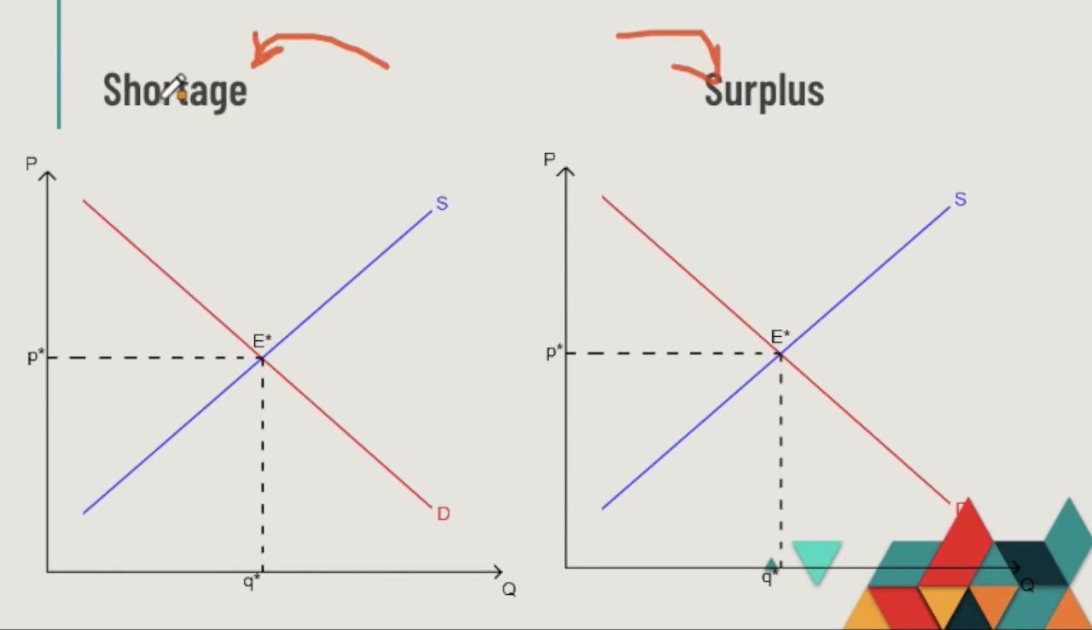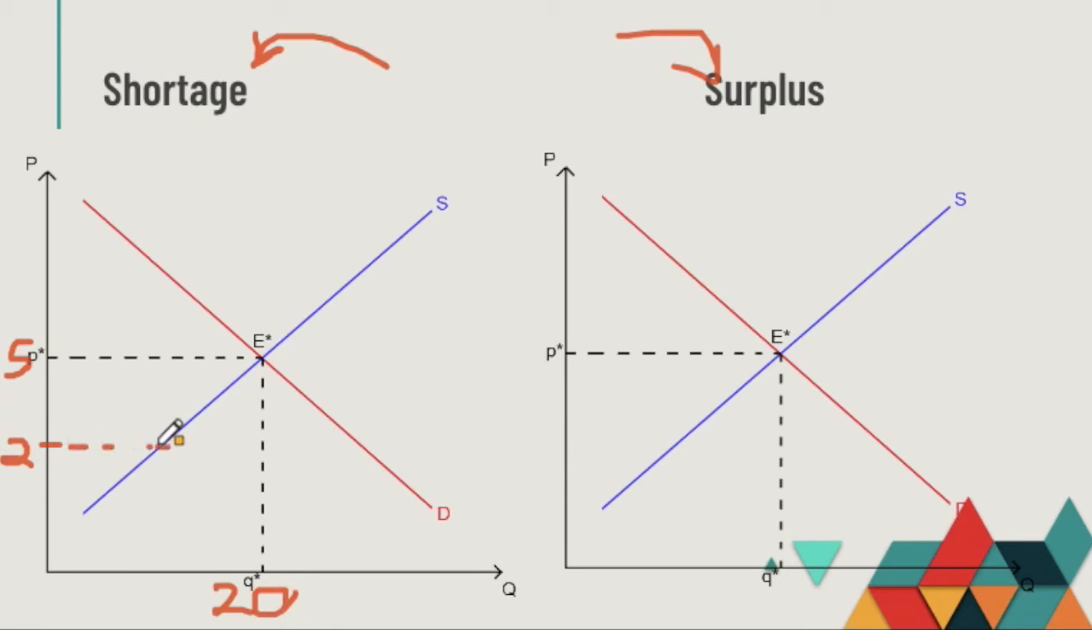A shortage is when a company is selling a product for a price lower than the equilibrium price. For example, let's say this is the market for bananas, and the equilibrium price is $5, and at $5, 20 is demanded, 20 is sold. And let's say a company suddenly decides to lower the price to $2.